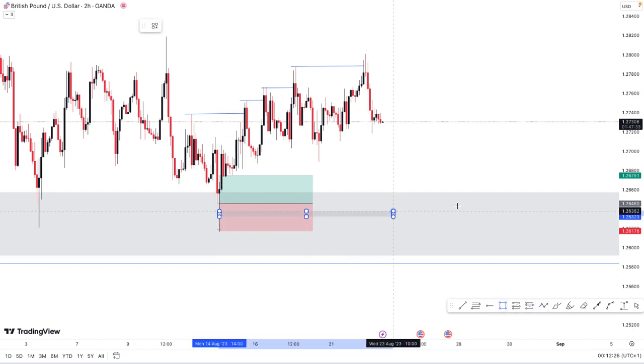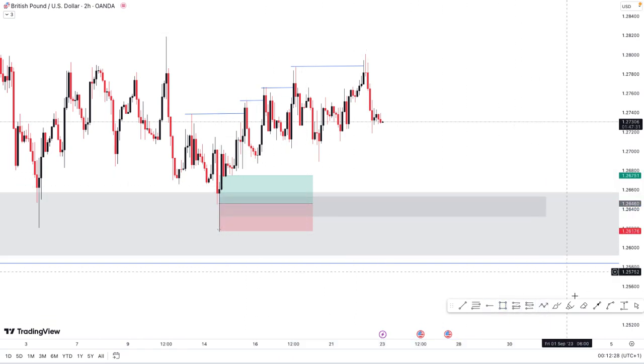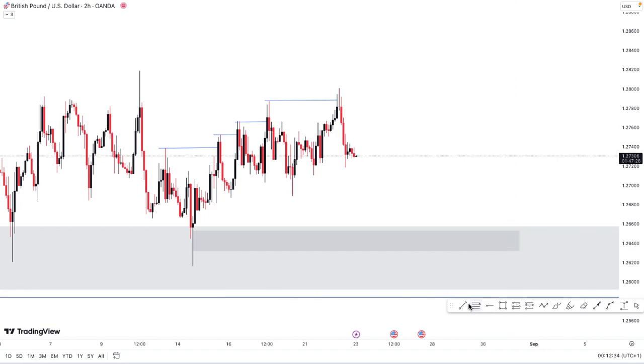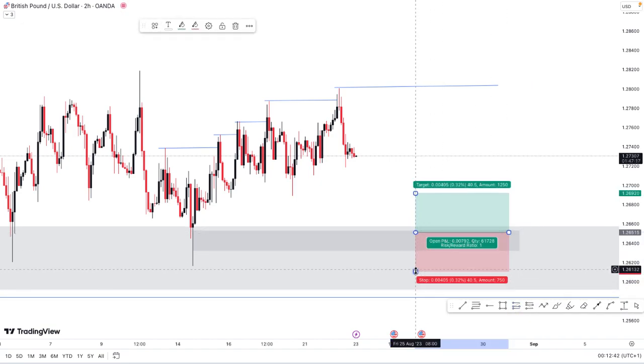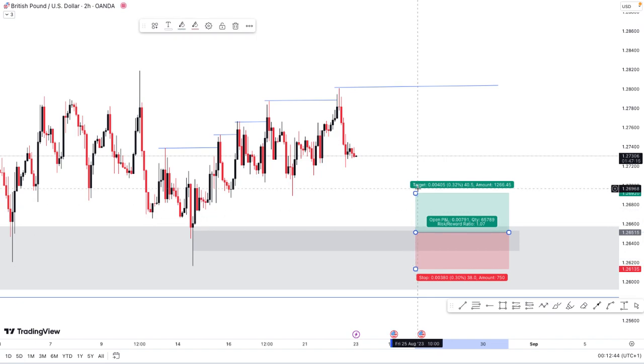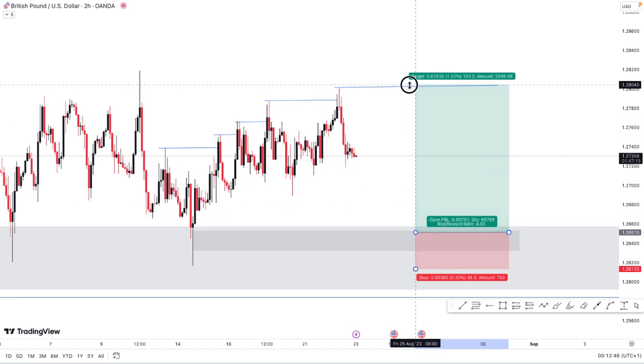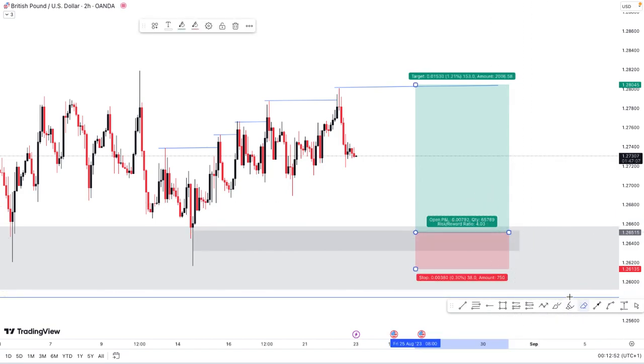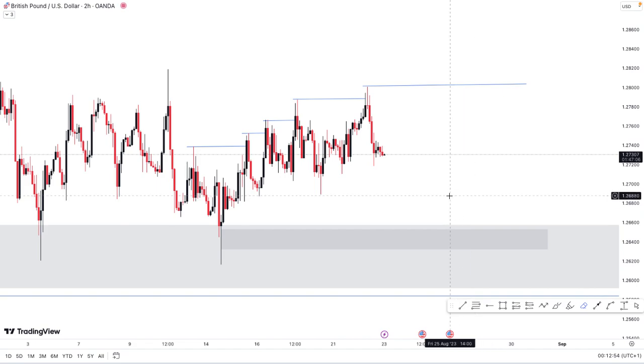So around this level, we should be looking for entries, where we expect price to do what? To come down here, go back to the upside, because remember, there is liquidity here, and considering how the Asian session will look like, we expect to have our sales from here, targeting right up here. Right now, this is the trade we caught this morning.